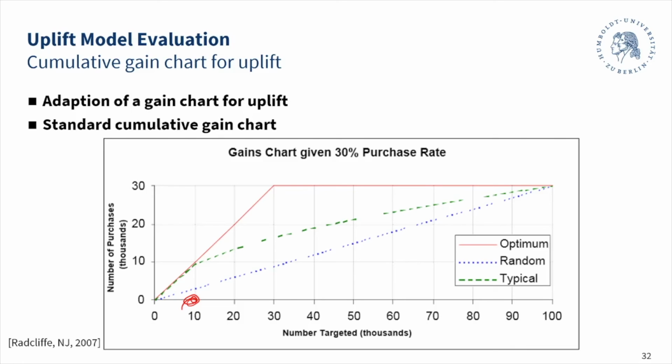This is how your purchases or your responses rise up to a certain point. At this point, you have targeted all the true buyers with your model. Then the curve remains horizontal, because if you increase the number of customers whom you target, you can't win more buyers. You can't make additional sales. You have already targeted all those people in your data who have purchased, and hence you can't do any better than that.